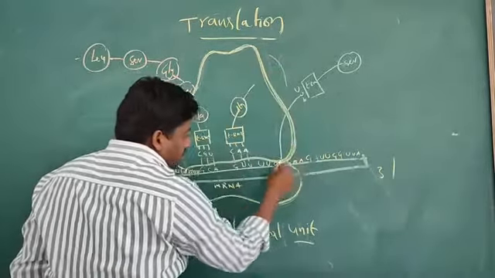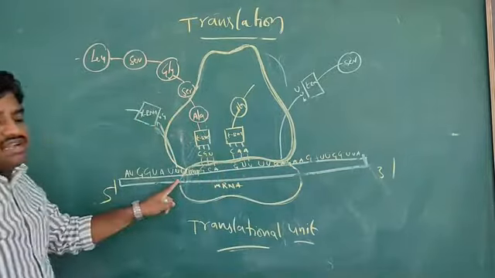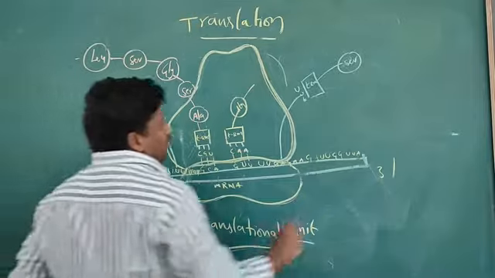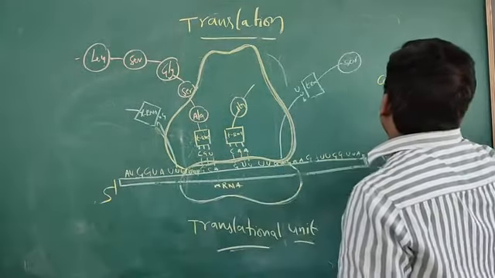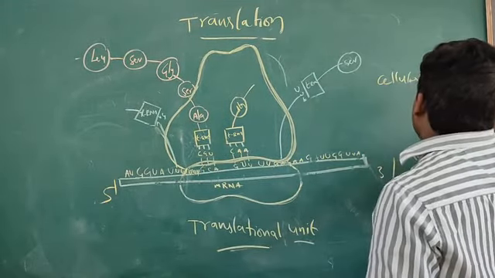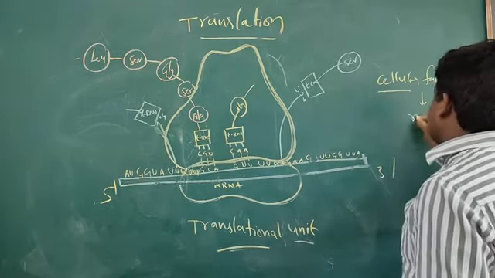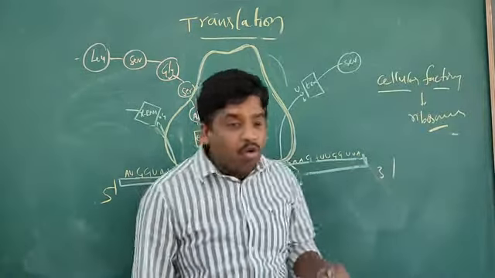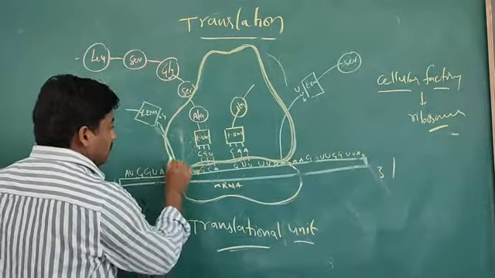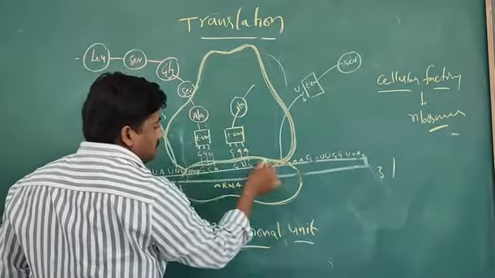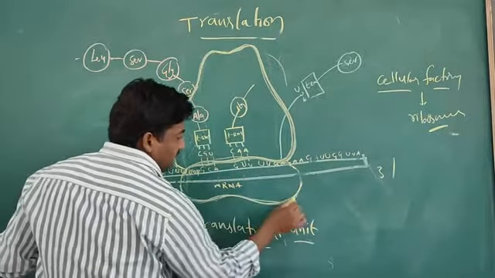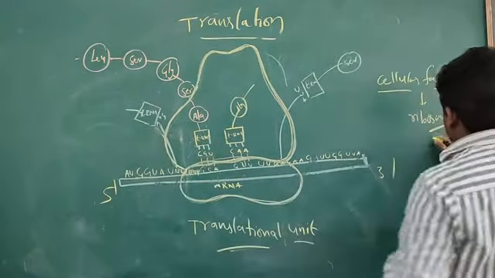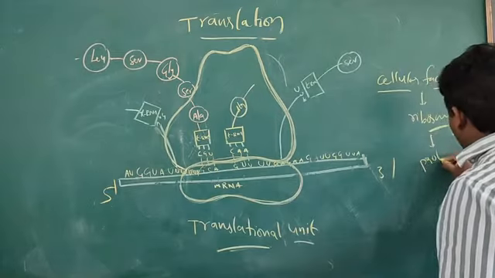Next, in the translation unit, the cellular factory. What do you call it? The cellular factory means the ribosome. This part is the ribosome. The ribosome's main function is synthesis of proteins.